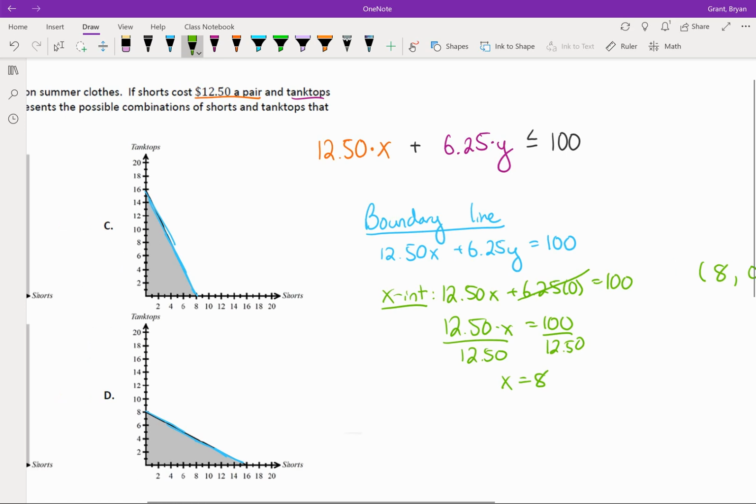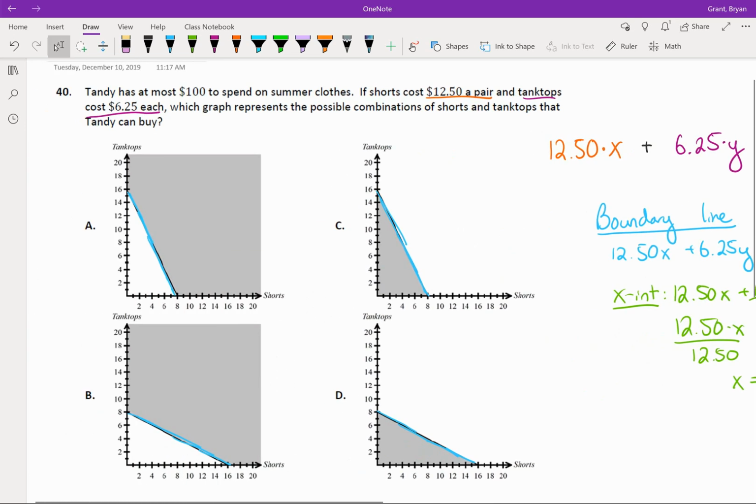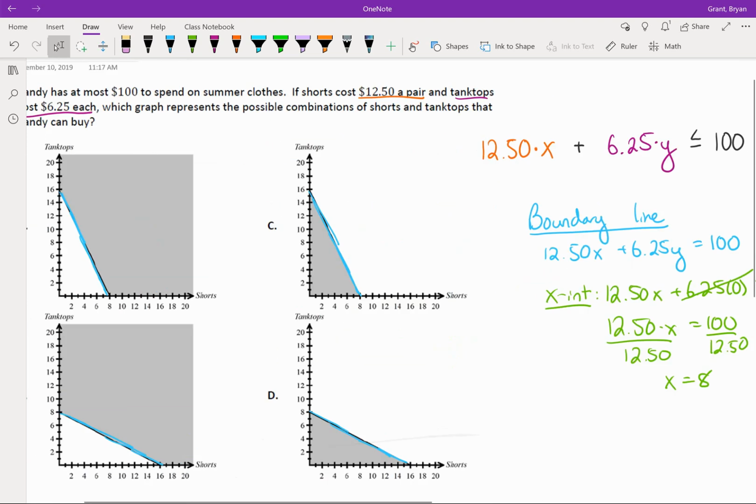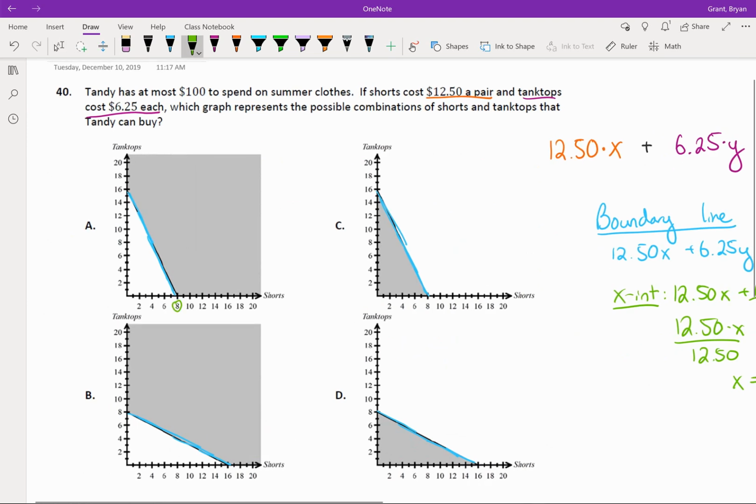So check back on your graph and think, well, which one has that blue boundary line going through the x-axis at 8? Well, I see 8 here, 8 here, here, and here. Well, I think we can already eliminate B and D. They have the wrong boundary line.